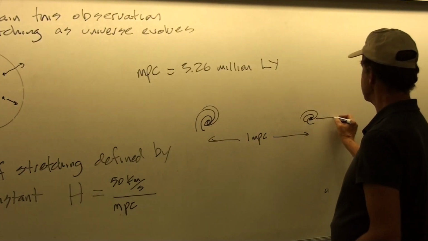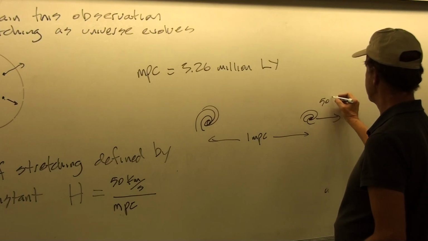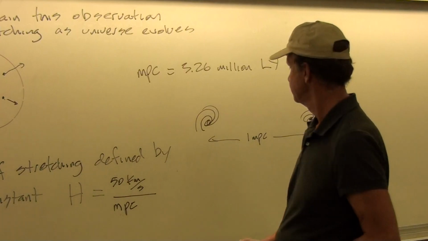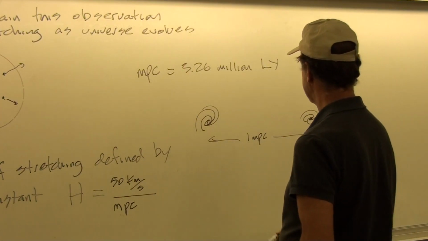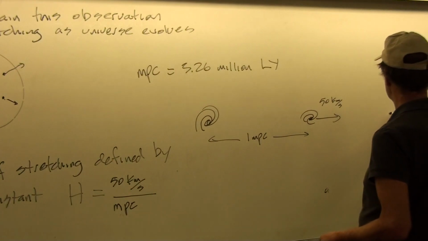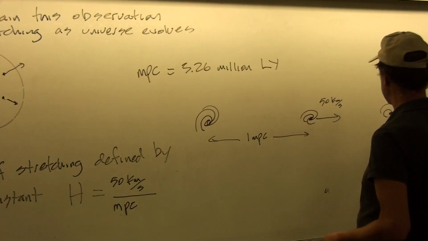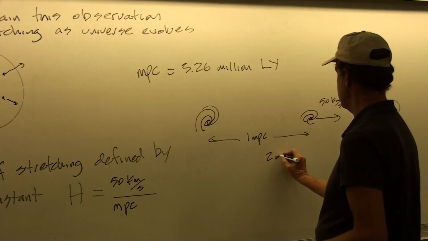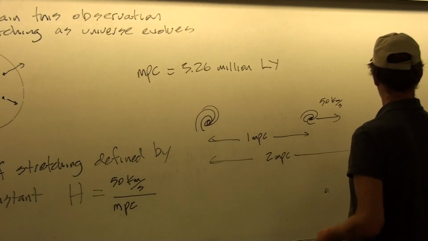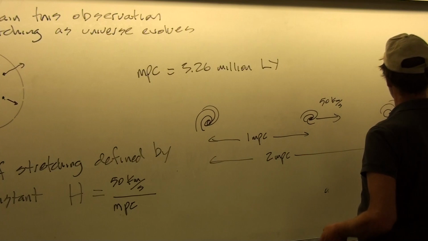Then this galaxy, on the average, will be moving away from us at 50 kilometers per second. That's about 30 miles a second. Okay. What if we go, and it doesn't matter which direction. I could put it over here, and I don't have to make it a spiral galaxy either. Then this is 2 megaparsecs. Then this typical speed would be 100 kilometers per second.